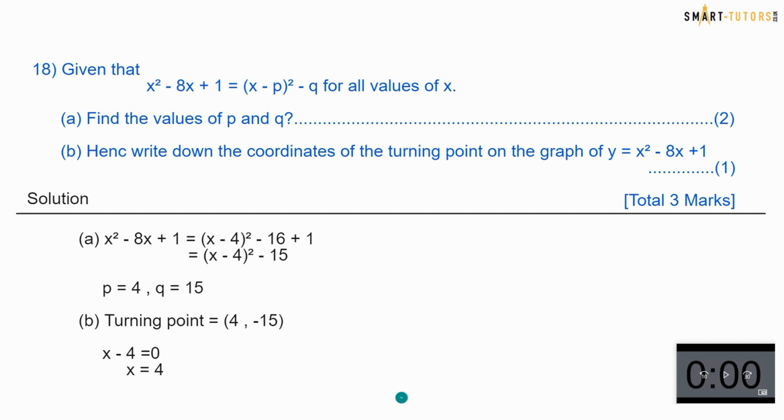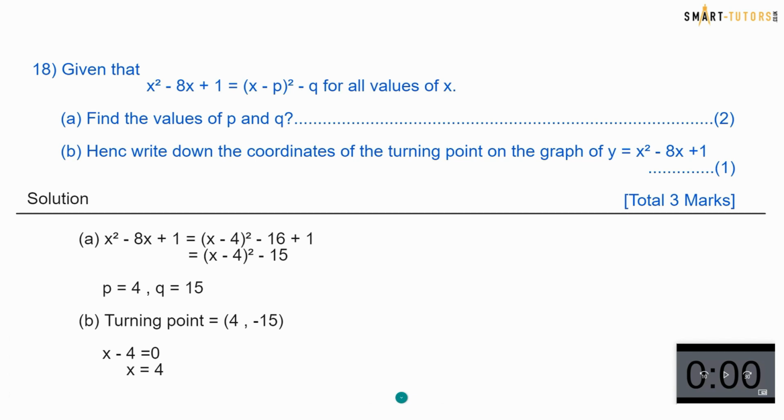This is a topic called completing the square. So x squared minus 8x plus 1 equals, half of 8 is 4, so (x minus 4) whole squared. Then you need to take away the 4 squared. So 4 squared is 16, plus 1, so minus 16 plus 1 is minus 15. So the answer is (x minus 4) whole squared minus 15. And the 4 is the p and the q is 15.